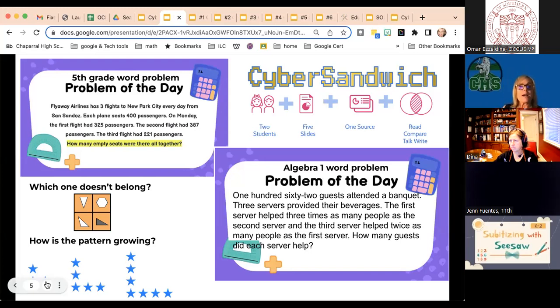You could do some more simple problems that are more visually based, like a which one doesn't belong, or how's the pattern growing. Whatever word problem you do, though, just make it rich enough so students can have a conversation about it. And I think doing it in the Cyber Sandwich method is going to be a lot better than just reading it cold and trying to do the math.